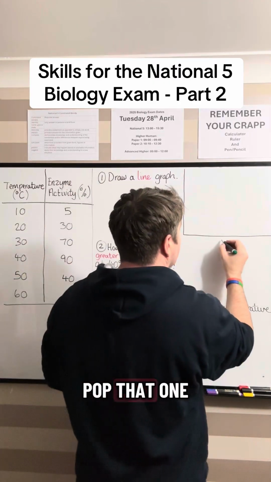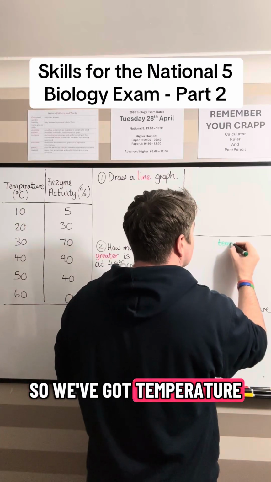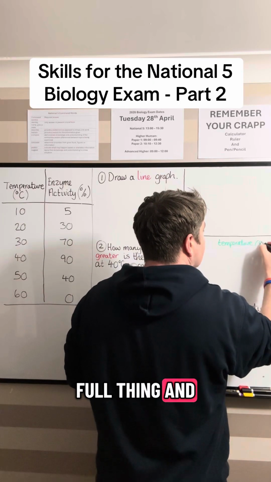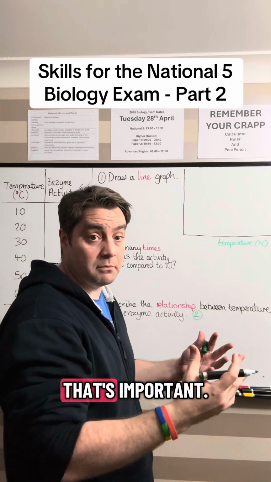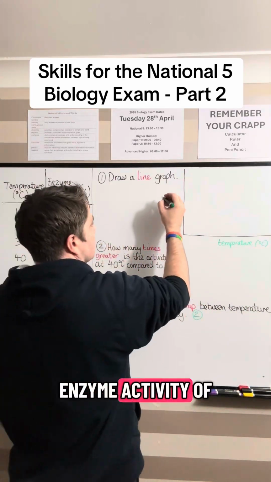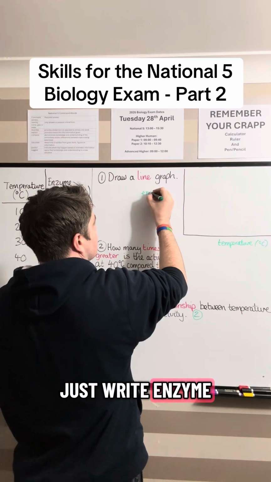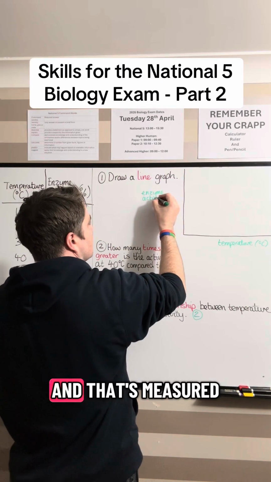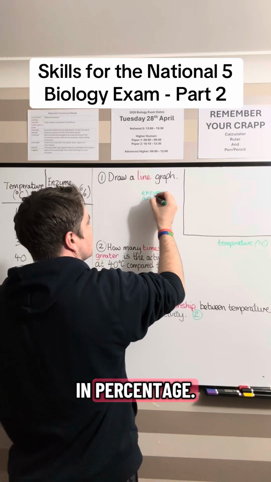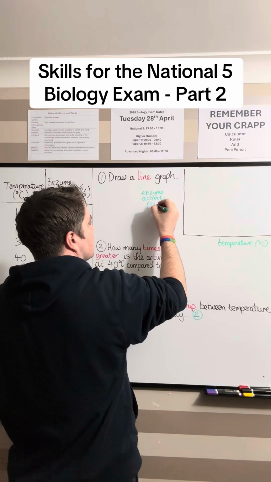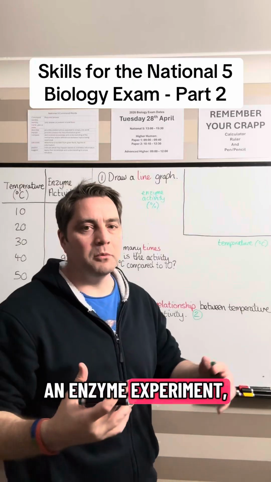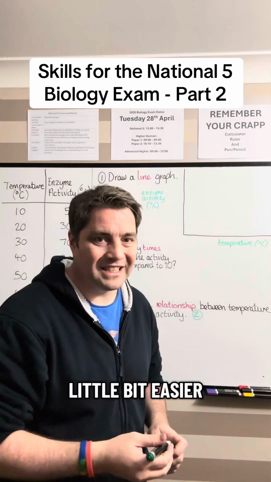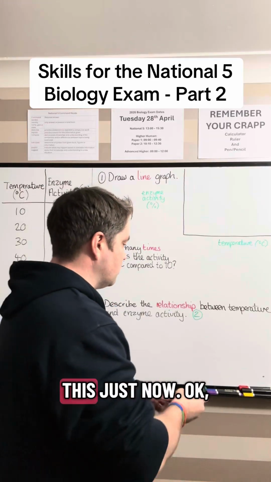So I'm going to pop that on there just now. So we've got temperature, and note that I'm writing the full thing and I'm putting in the units, okay? That's important. Enzyme activity up the side here, okay, so I'll just write enzyme activity, and that's measured in percentage, okay. Now in reality, if we were doing an enzyme experiment, we'd have an indirect measurement of enzyme activity, but I'm just doing this to make it a little bit easier for us as we do this just now, okay.